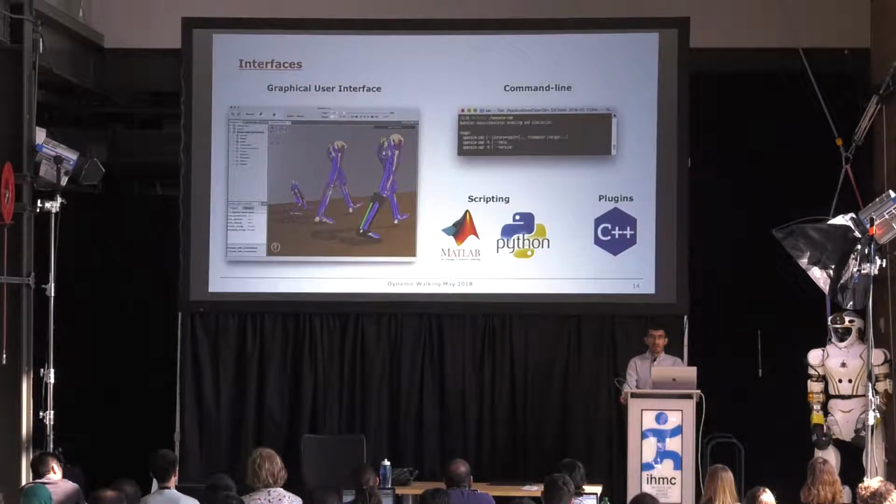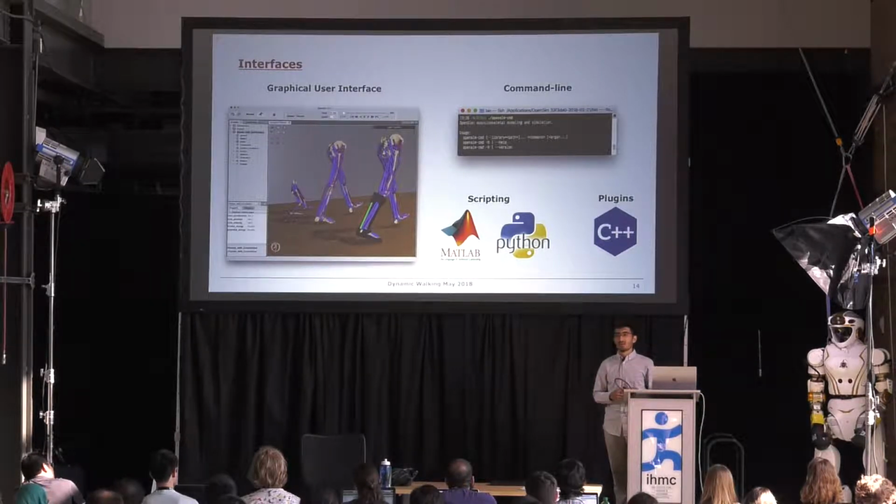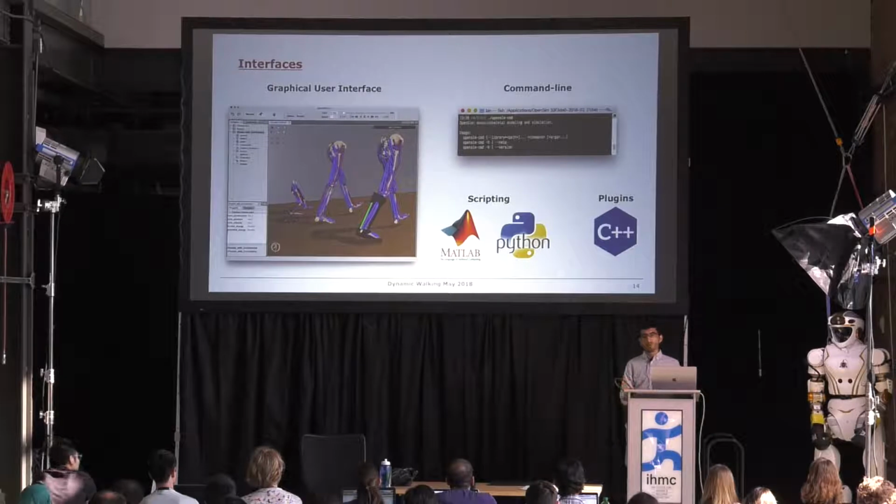OpenSim can be used in a variety of ways, allowing diverse workflows. We have a graphical user interface that allows you to visualize a model and to use the standard OpenSim tools. The standard OpenSim workflow is that you have motion capture data, you scale a generic musculoskeletal model to your subject data, you perform inverse kinematics to obtain joint angles, and then you estimate muscle activity using an algorithm we call computed muscle control. But that's not the only thing you can do with OpenSim.